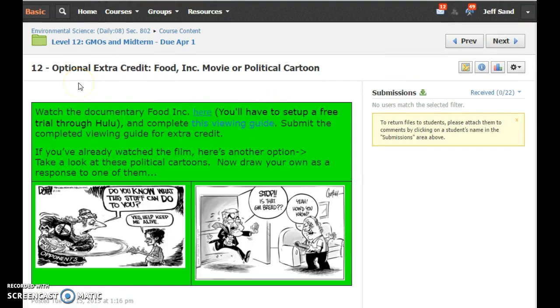And then for extra credit, you have 2 options. You can watch Food Inc. if you haven't already and do this viewing guide. Or you can look at these 2 political cartoons on GMOs and draw your own political cartoon as a response or a rebuttal to one of these.